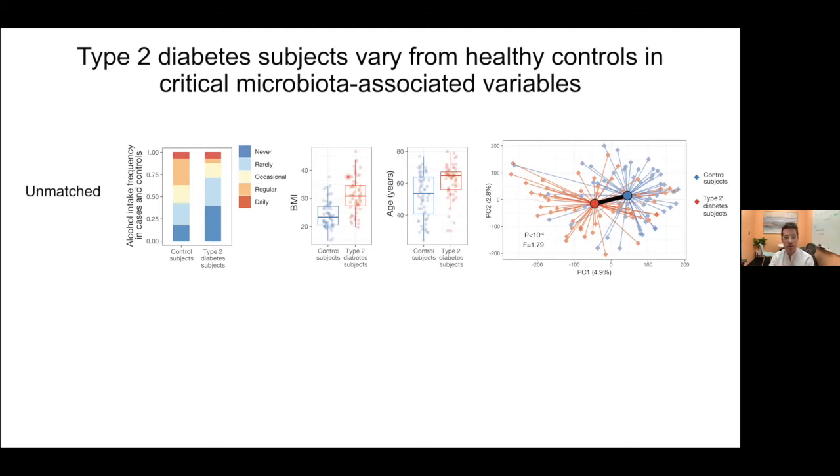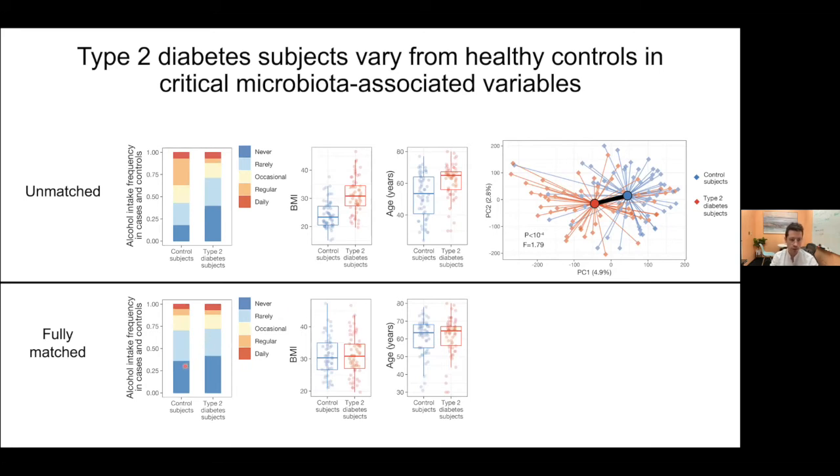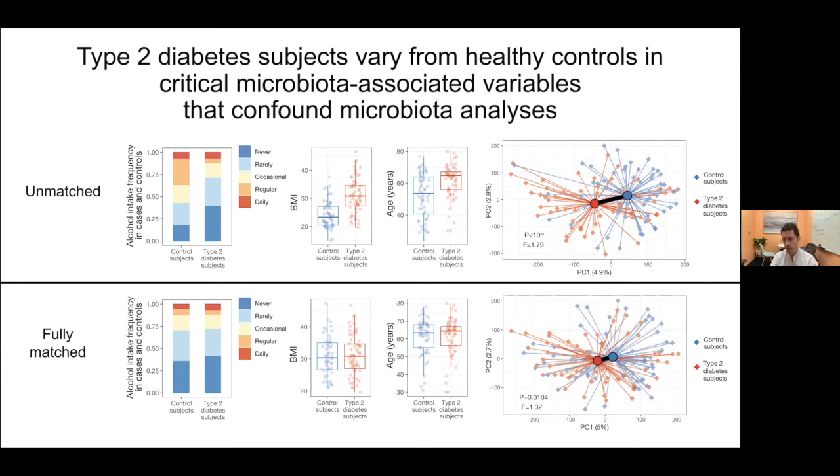Now, I showed you earlier that these variables had a strong impact on the microbiota, and so we wondered how much of the differences that we're seeing here between diabetics and controls are really due to these confounding variables as opposed to disease itself. And so what we did was we went back and we reselected healthy control subjects that had the same distributions of these variables, so individuals that were matched for alcohol intake, BMI, and age. And we saw that there was a dramatic reduction in the microbiota differences between diabetics and control subjects when matching for these important variables. And now you may ask, how realistic is this, the comparison that we made here?